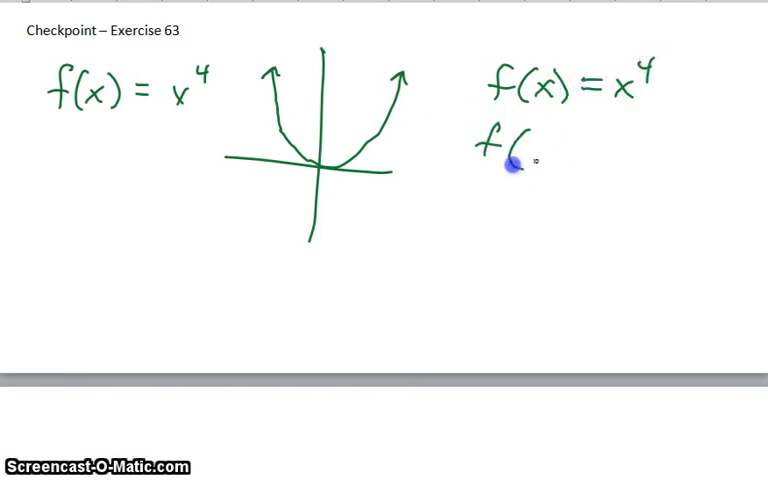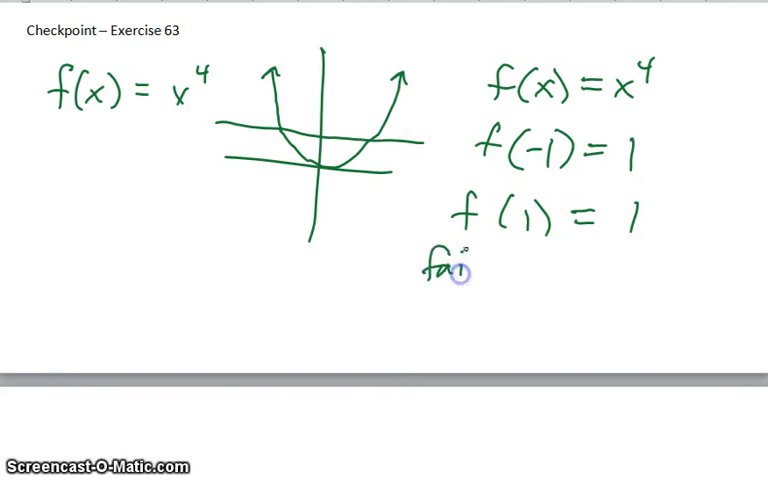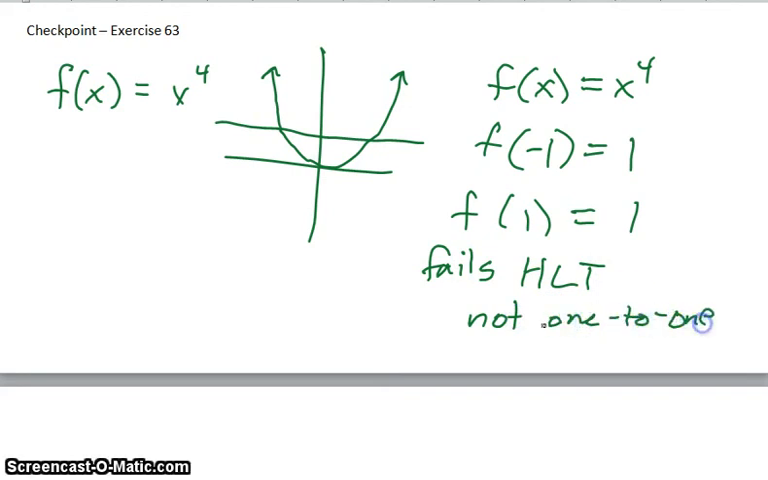if I plug in -1, I get +1. If I plug in 1, I get +1 also. So this fails the horizontal line test. So this is not 1-to-1. So it doesn't have an inverse function.